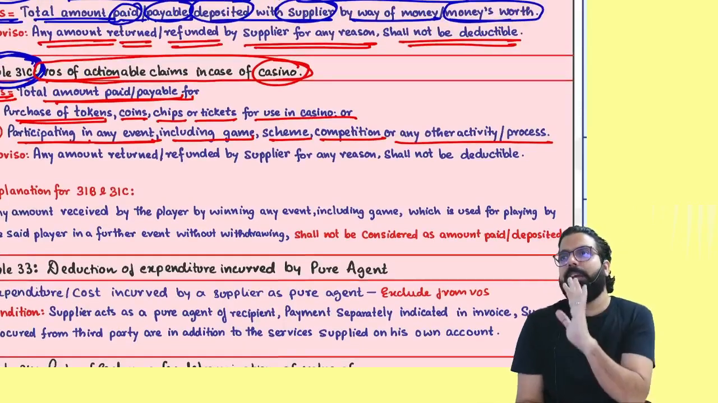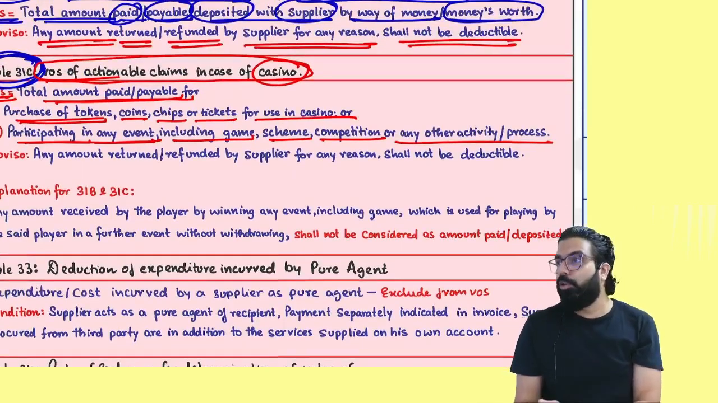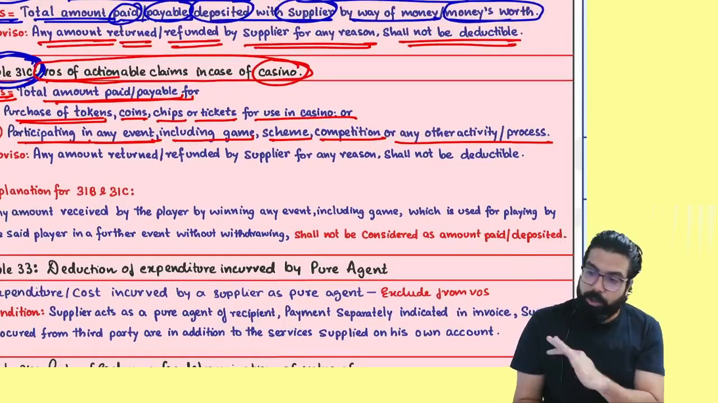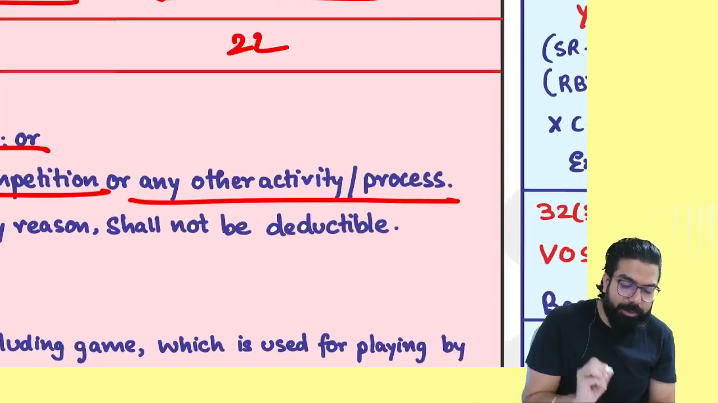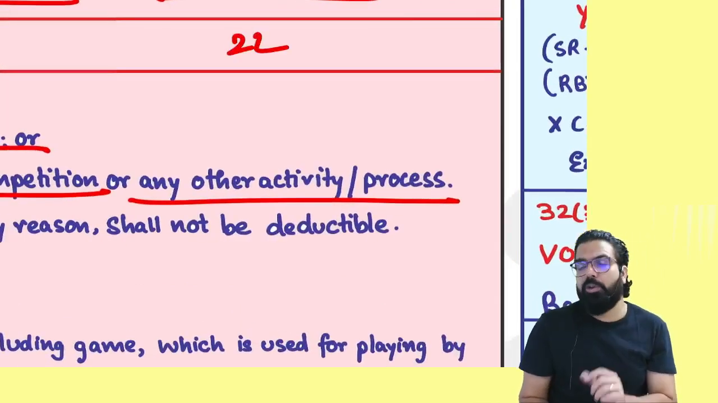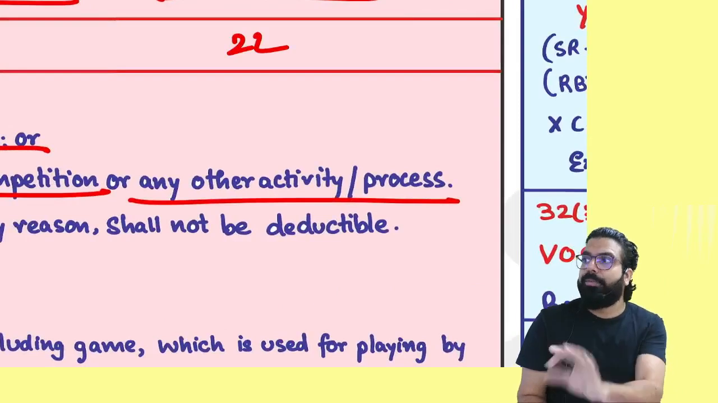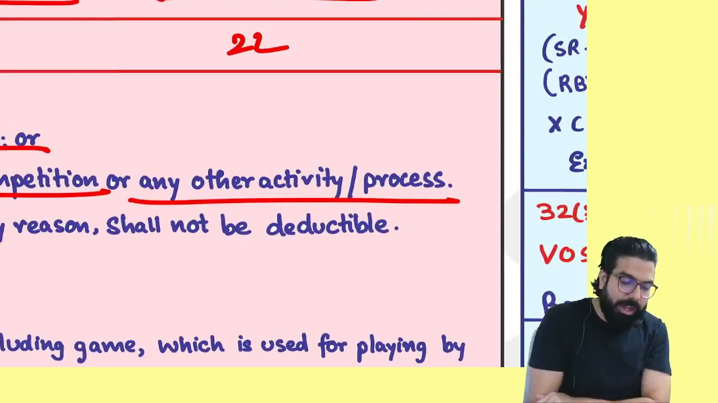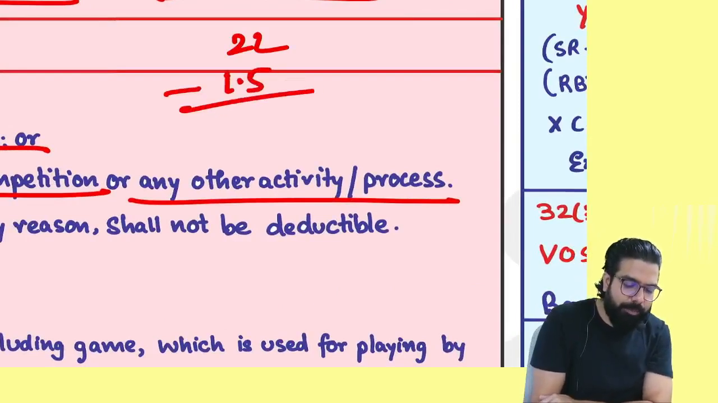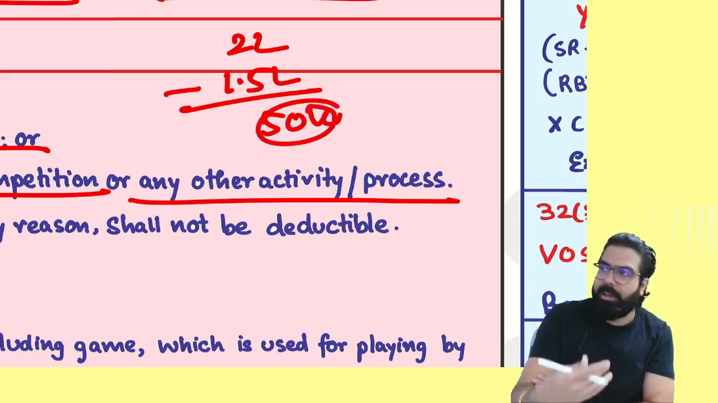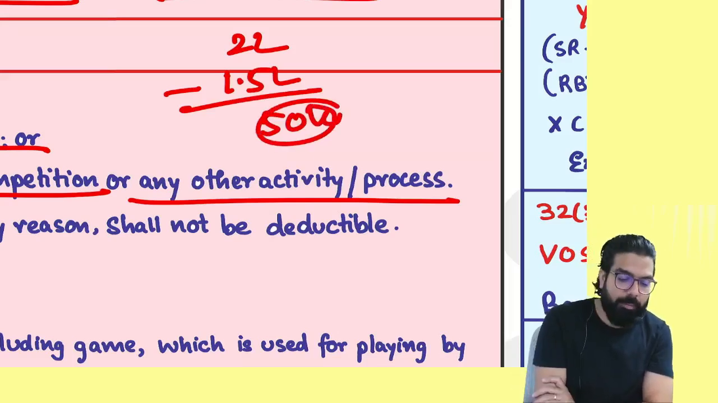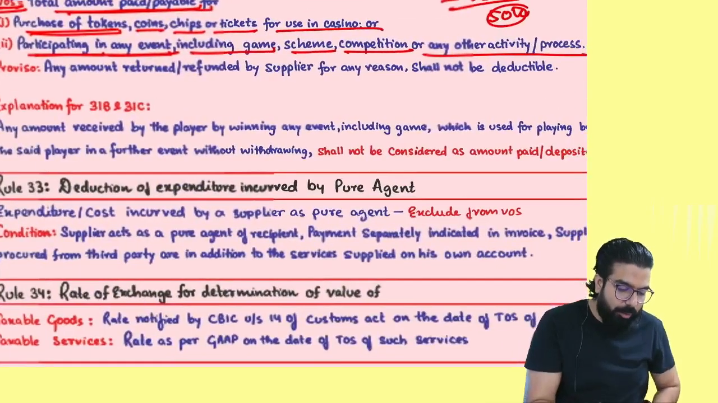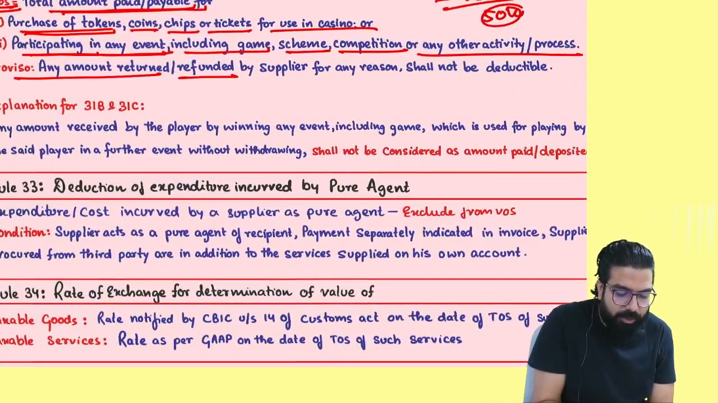Nothing. You came to my casino. I told, sir, you want to buy chips. You came and bought chips worth 2 lakh rupees. Okay? Now you played. After that you were leaving and going. You told, sir, I could use only 1.5 lakh of chips. Please, I am returning the remaining chips. Give my money back. Can you tell me what will be my value of supply on which I should charge GST? 2 lakhs. Everyone over here, any amount returned or refunded for any reason shall not be deducted.